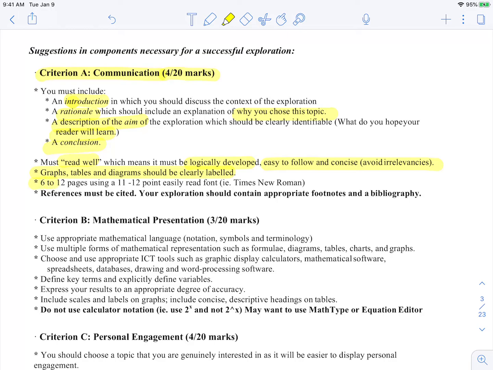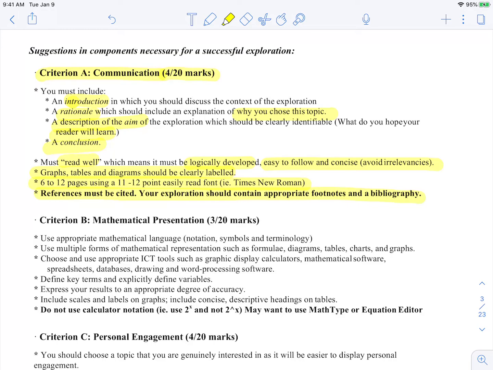Your paper should be somewhere between 6 to 12 pages. 11 to 12 point font, Times New Roman is what we suggest. You'll also need to make sure you have a reference page for your work cited, so footnotes and a bibliography.